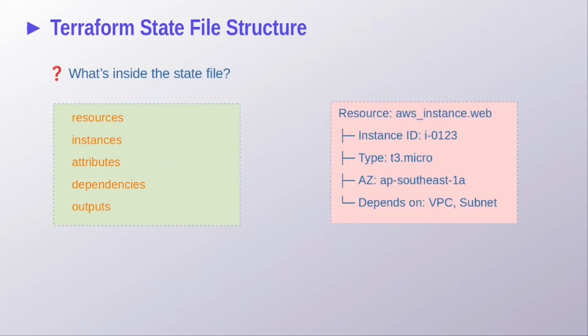Terraform state file structure. Now let's look inside the state file. What is inside the state? The state file is JSON-based. It usually contains resources, instances, attributes, dependencies, and outputs. Very important warning: the state file often contains API addresses, resource IDs, ARNs, and sometimes passwords or secrets. State files are sensitive data. Treat them like secrets.